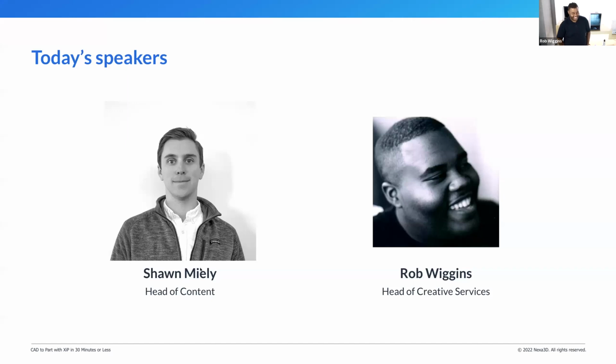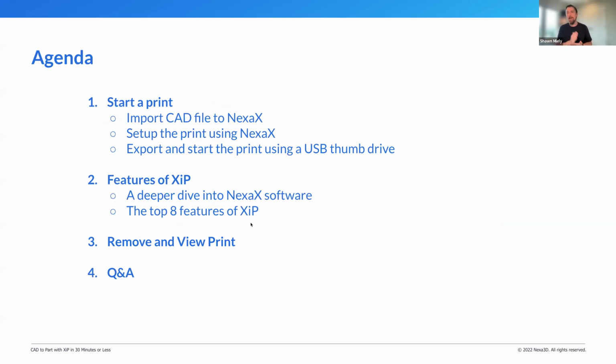Hey guys. Cool. So as you saw in the title, today Rob is going to take us through a demo of the XiP platform. Let's get into the agenda here. He's going to show how to start a print, so basically import a CAD file from his CAD platform of choice to NexaX. Then he's going to set up his print using NexaX. He's going to export and start that print using a USB thumb drive.